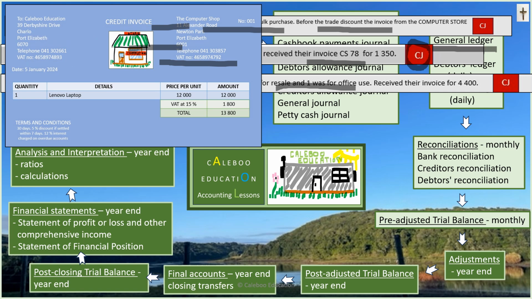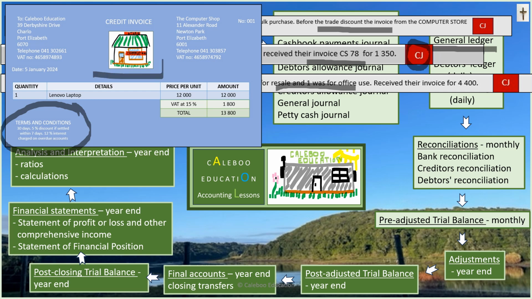Then, like I said, it's recorded on a credit invoice, and on the invoice must be the terms and conditions of how Calibu Education is going to pay the computer store. So here it says, it's very small, but I'm going to go through the document a little bit later. If we pay within 30 days, we get a 5% discount. So we'll have a look at the terms and conditions as we move along in the video.